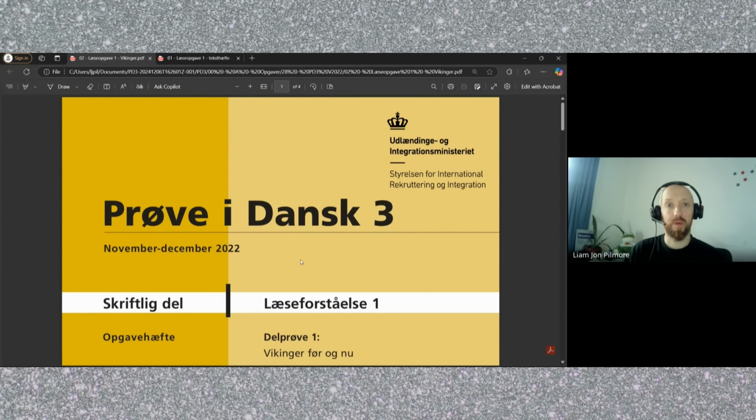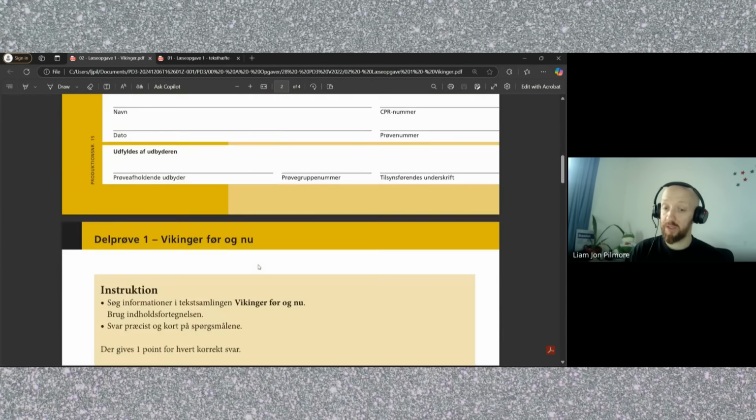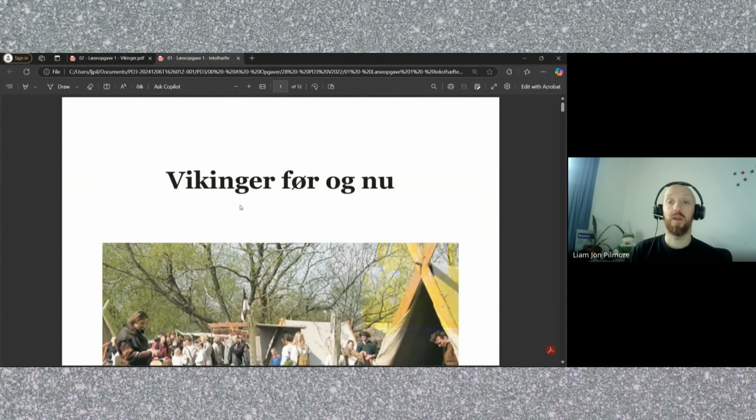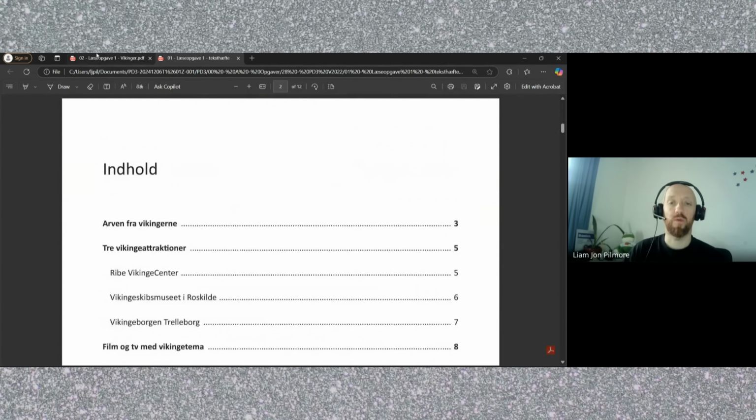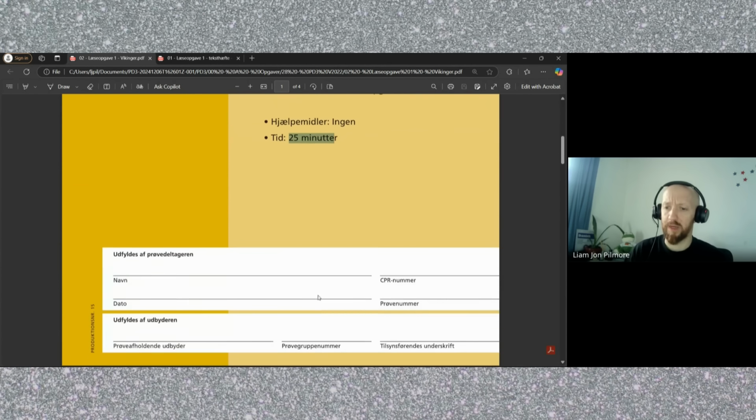This is an example. This is a previous year's exam from November, December 2022, Læseforståelse 1. And as you can see, here is the opgavehæfte, so our questions. And on the other side, we have our teksthæfte with the text. It says here, der er en tekstsamling og et opgavehæfte. Læs først instruktionen i opgavehæftet. So read the instructions in the task document. And you have 25 minutter, 25 minutes to complete it. Let's see if we can do it in 25 minutes.